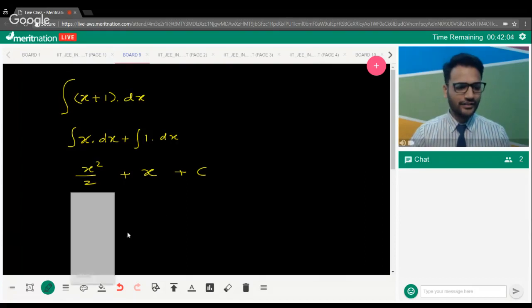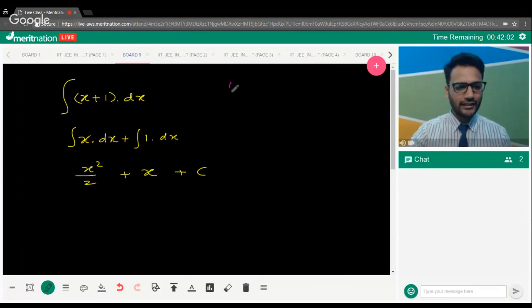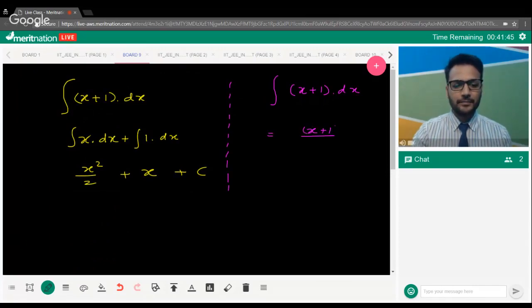Very good. On the contrary, if I solve the same thing in a different format, we all know this is just a linear term. In a linear term, we can directly integrate. This can directly be written as x plus 1 whole squared upon 2 plus c, isn't it? If you calculate this further, oh my God, it's a wrong question.